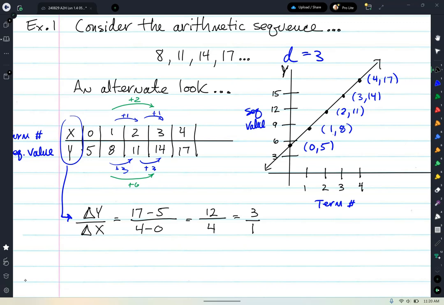Is that the slope? Wait, what am I doing? Finding the slope. Yeah, I'm finding the slope. Wait, I also found the common difference. So wait, the common difference is the same thing as the slope? Okay, just another day, right?